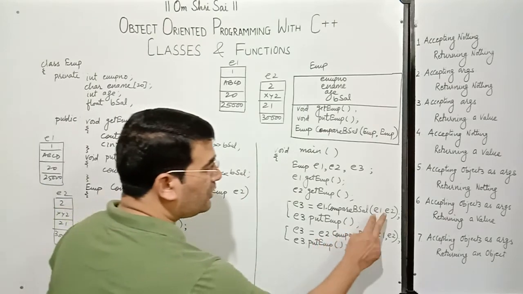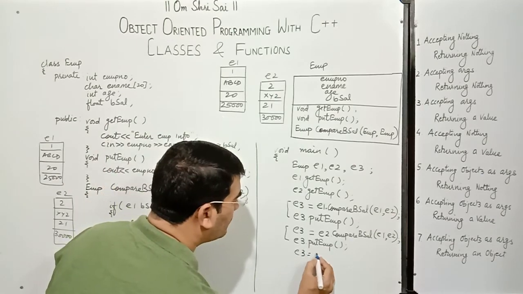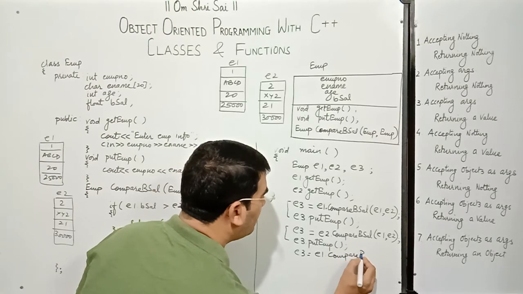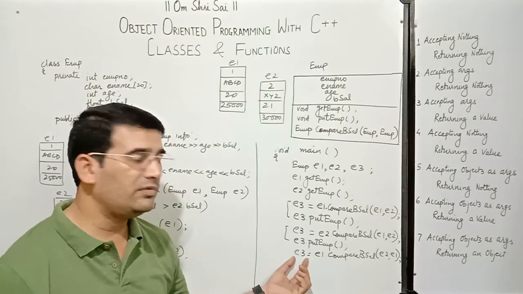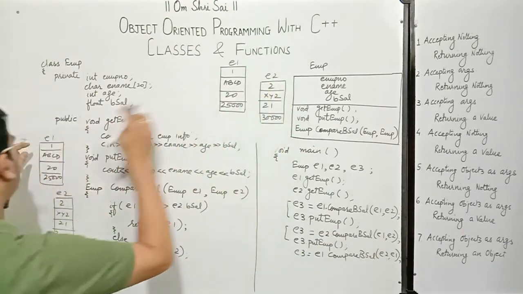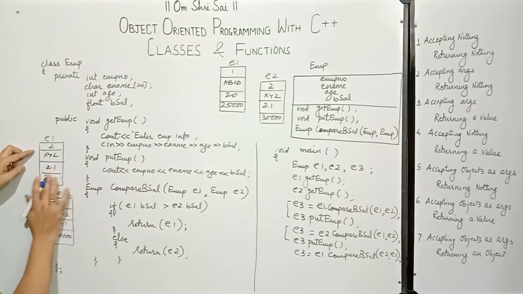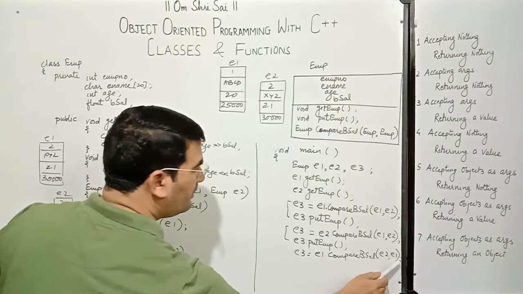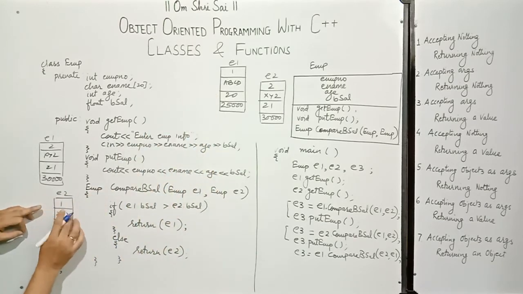If we alter the sequence of objects passed, then again there will be no change. If I write E3 equals E1.compare bcell, and if I pass E2 comma E1, there will be no change. Again the output will be the same. Now we are passing E2, which is accepted in E1, means E2 will be accepted in E1. So here it will be 2, then XYZ, 21 and 30,000. This E1 passed will be accepted in E2, means E2 will now contain E1. So this will be changed as 1, ABCD, 20 and 25,000.